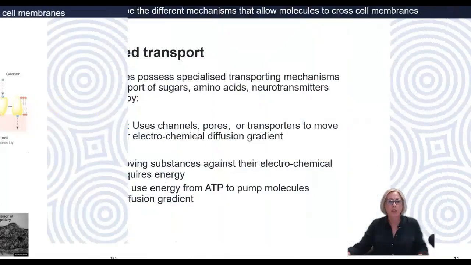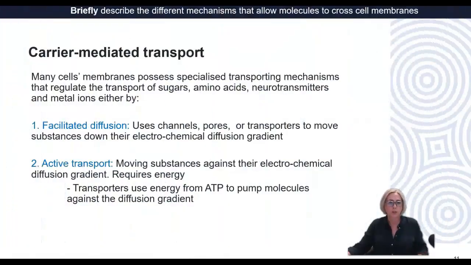to interact with its target tissue, say, for example, skeletal muscle. Now looking at carrier-mediated transport a little bit more closely, many cell membranes possess specialized transporting mechanisms. So these aqueous parts of the plasma membrane facilitate the transport of water-soluble substances. They regulate the transport of sugars, amino acids, neurotransmitters, and metal ions, either by facilitated diffusion or active transport.